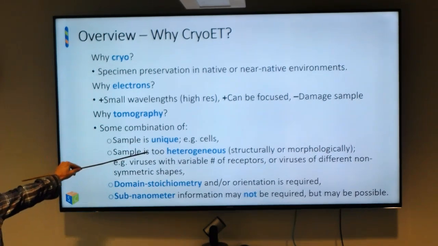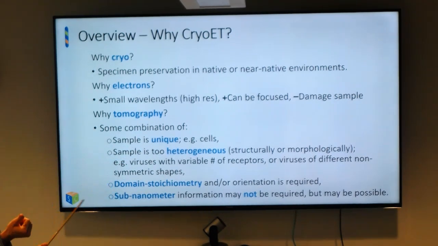If you have heterogeneity, so if you have like a virus with some unknown stoichiometry of various spikes or ligands bound to it, then you can try single particle and try to sort stuff out, or you can just look at it in tomography and you might be able to get what you need straight from the tomograms at that roughly nanometer or so resolution.